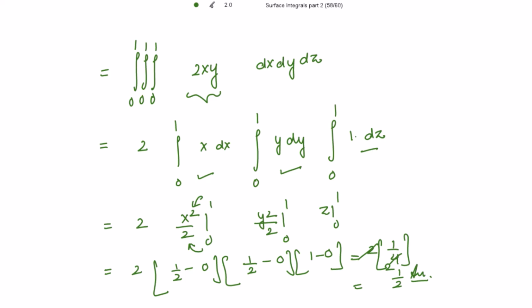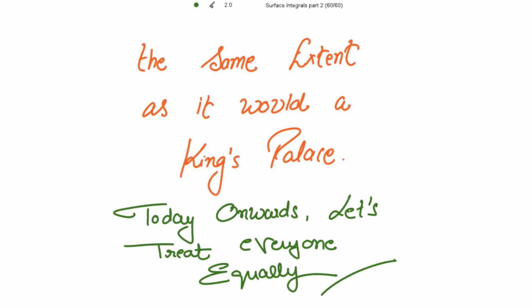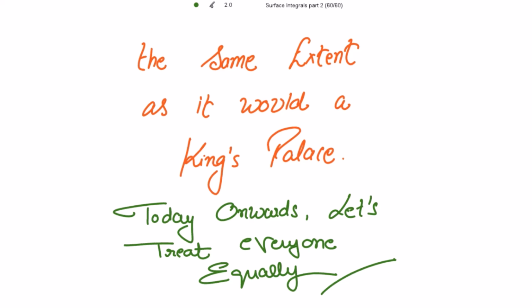Alright, thank you. And now the time for the thought of the day. Make your nature like a lamp that lightens a poor person's hut to the same extent as it would a king's palace, which means we should treat everyone equally. So from today onwards, let's treat everyone equally.